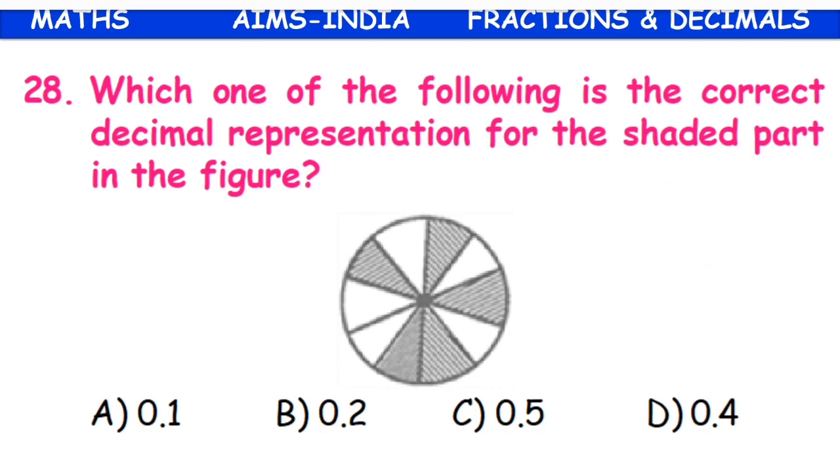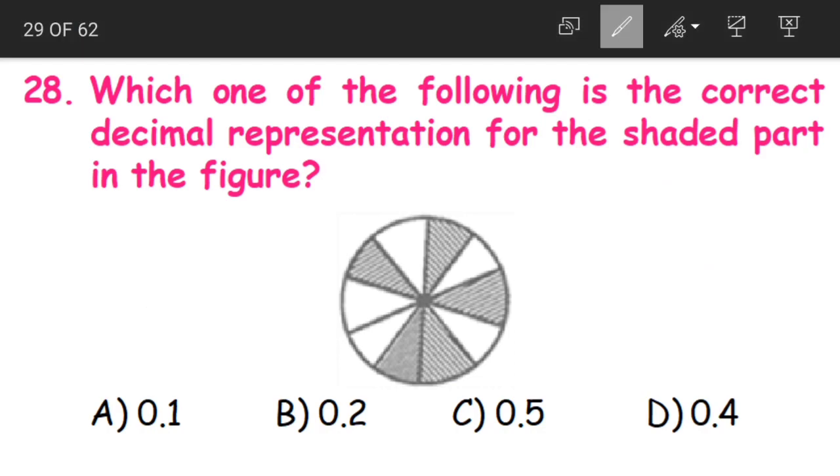Next question 28. Which one of the following is the correct decimal representation for the shaded part? Now what is the shaded part here? 1, 2, 3, 4, 5 are shaded out of 6, 7, 8, 9, 10. 5 parts are shaded out of the total 10 parts.